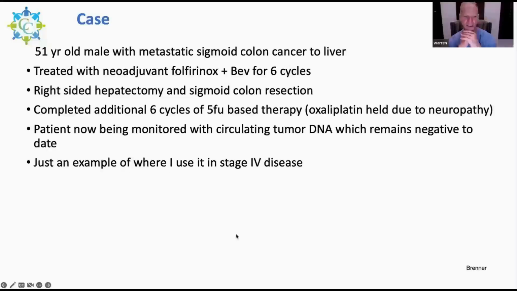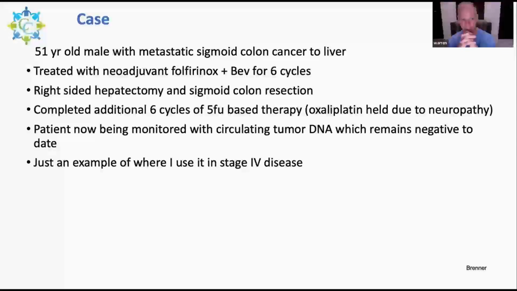Great case. Thank you. This is just an example of where I've been using it in patients with stage 4 disease. This was a 51-year-old male with a metastatic sigmoid colon cancer. From my recollection, I think he was KRAS mutated, and he got treated with neoadjuvant FOLFIRINOX plus BEV. I guess we can argue about whether BEV was needed or not. And then he underwent a right-sided hepatectomy, and he also had his sigmoid colon resected in one procedure.